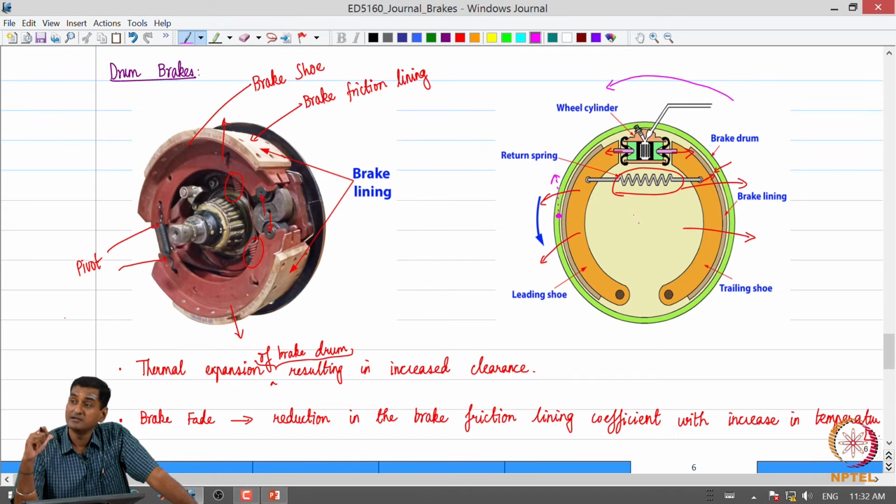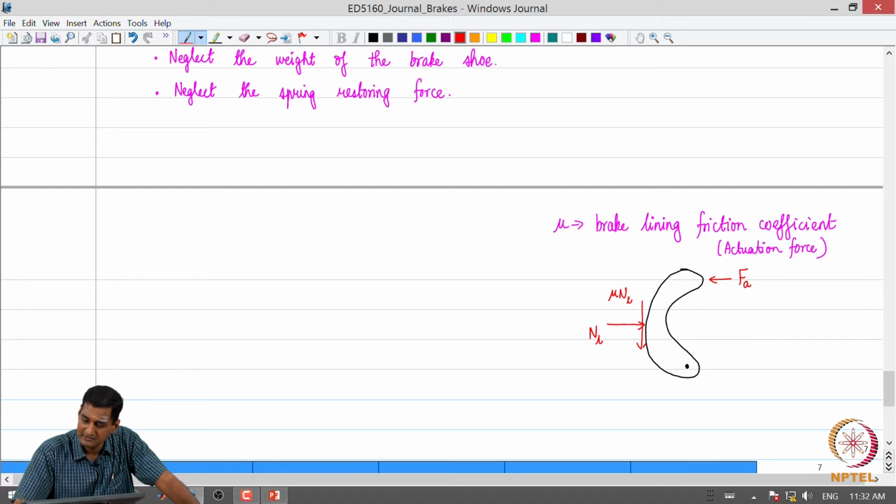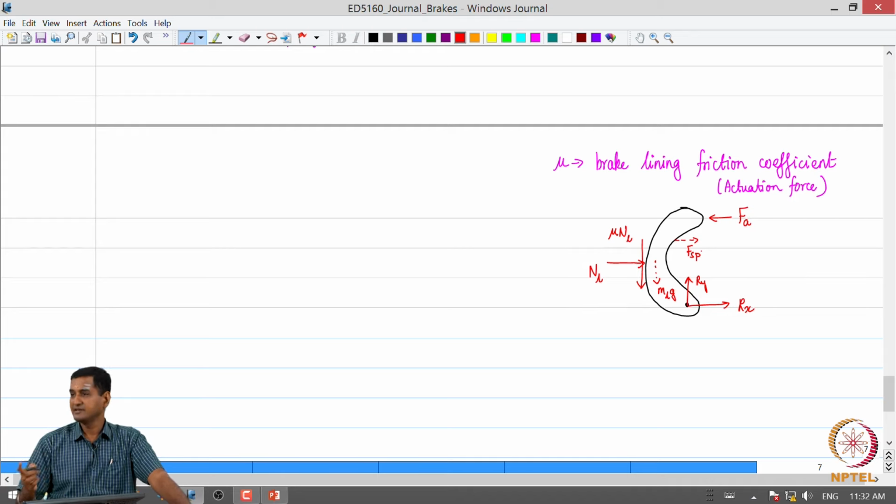Now, what would the reaction be on the shoe? It will be downwards. So, this mu N_L would consequently be pointing downwards, correct. In addition to this, let us say we have the reaction forces, which we label Rx, Ry. I am drawing them as dashed lines because we are going to neglect that effect. Let us say this is MLG, and another force due to the spring, F spring, the restoring force from the spring, but we will neglect these effects.